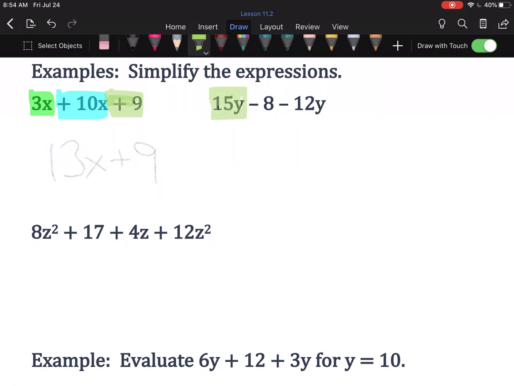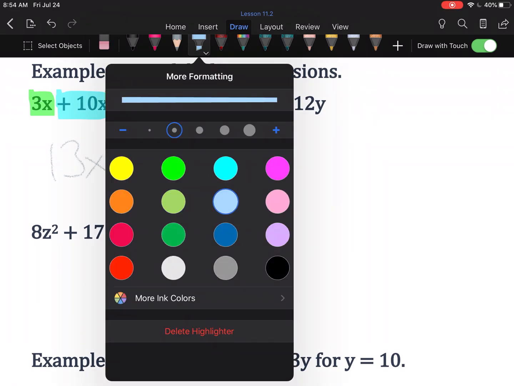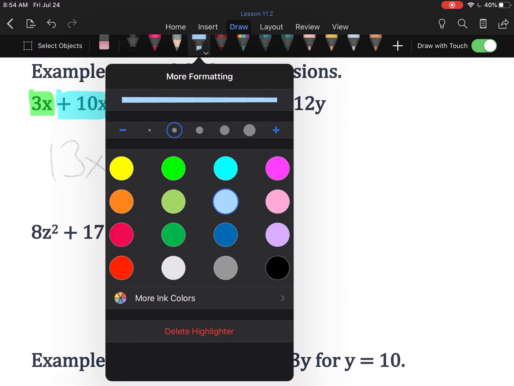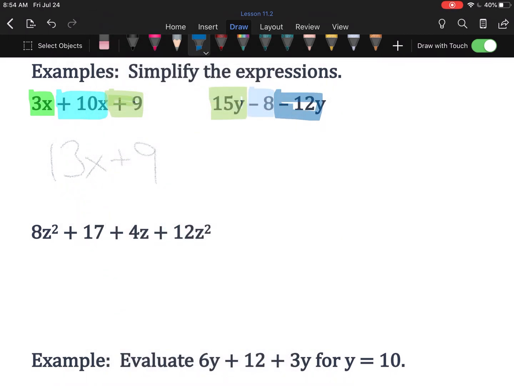Three terms in this next problem. We have a 15y, we have a negative 8, and we have a negative 12y. There are 2 things that are y's here. We have 15y at the start of the problem, but later on we lose 12y's. So if I have 15 y's, and then I whoopsie and lose 12 of them, I only have 3 y's left. The minus 8, the negative 8, doesn't have anything to combine with, so it just carries along.